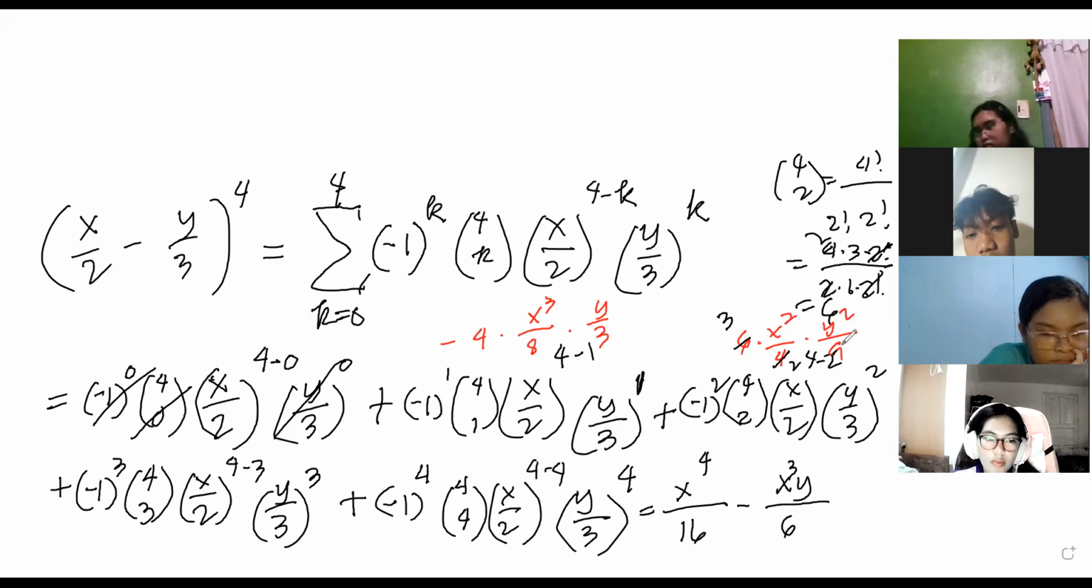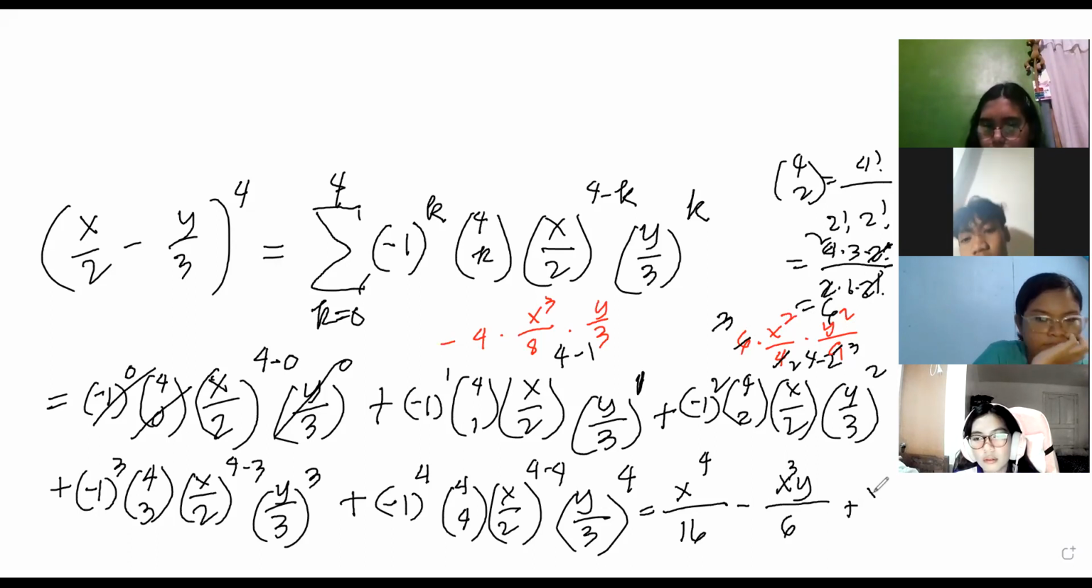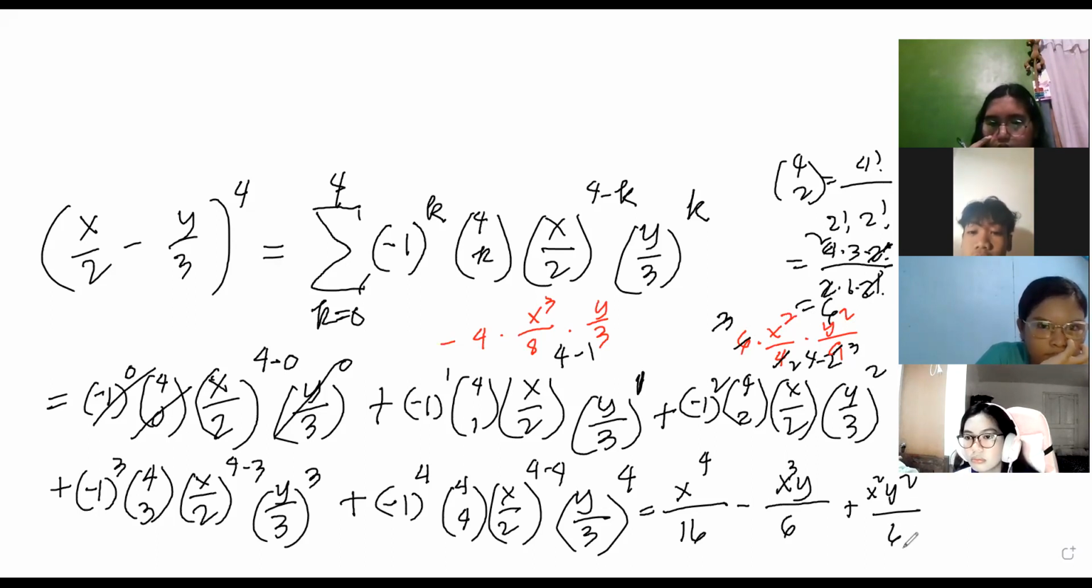But 9 and the 3 can also be reduced. It will be 3. So 2 times 3 is 6. So it should be x squared y squared over 6. Can you follow? Makuha ba? Sabtan ra? No?